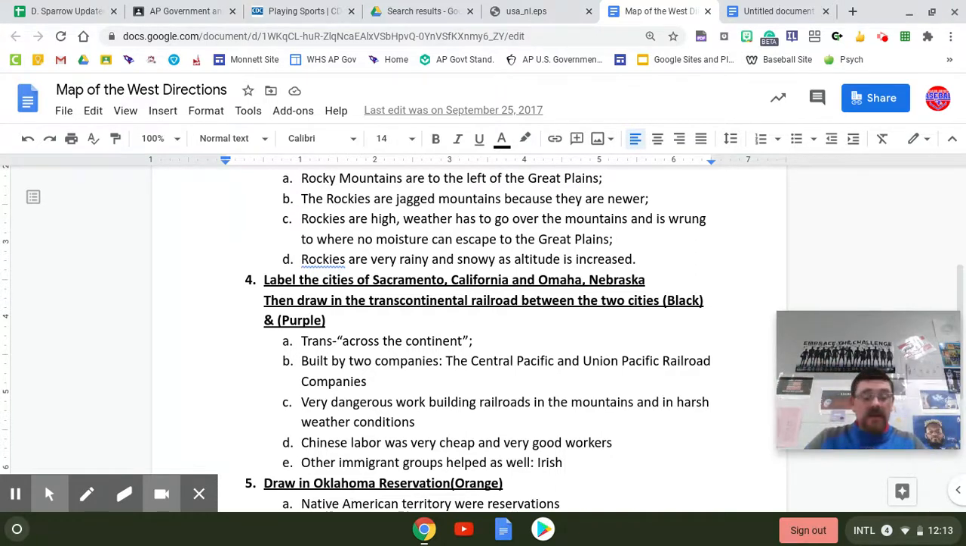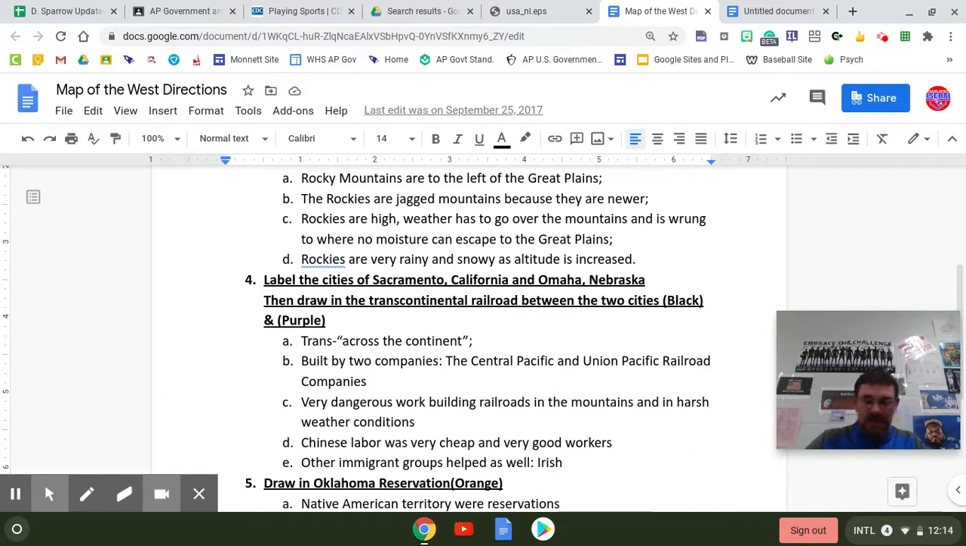So what happens, these two groups start, and you're going to get a transcontinental railroad that is going to run through the mountains, which is going to be very difficult to do. And again, this is not an exact science as to how this is going to look. But the two groups are going to meet in one particular spot, and they are going to drive a Golden Spike into a spot in Utah.